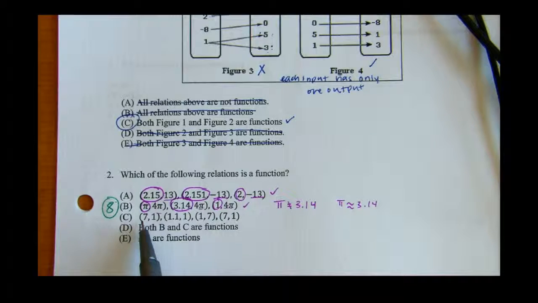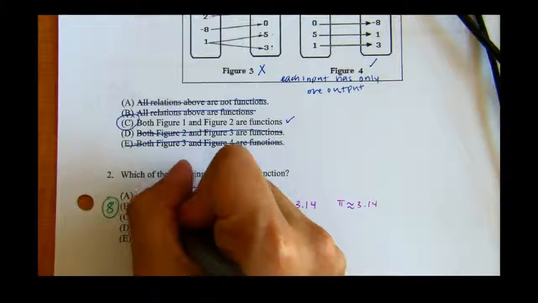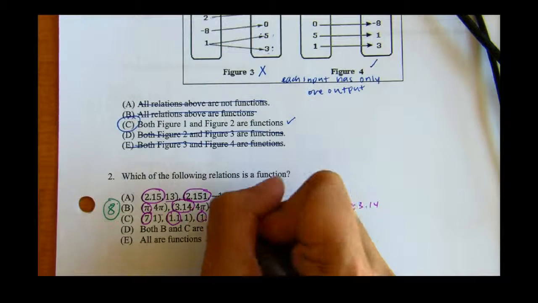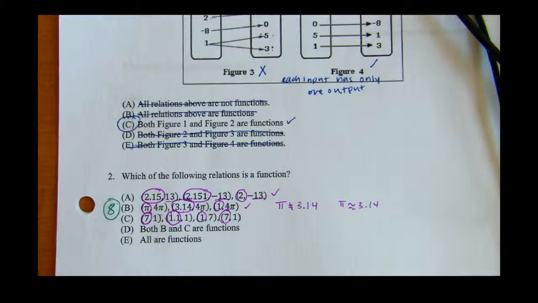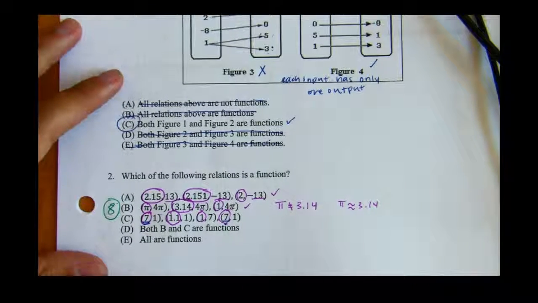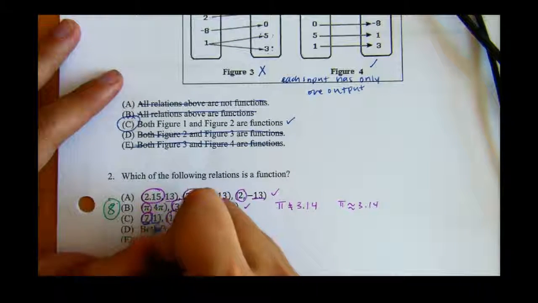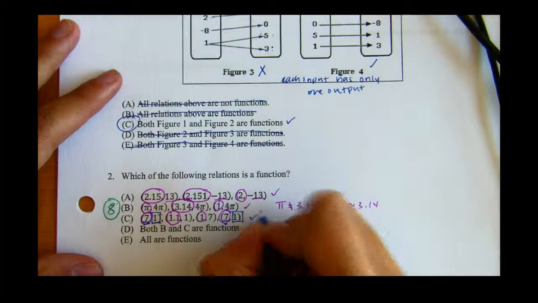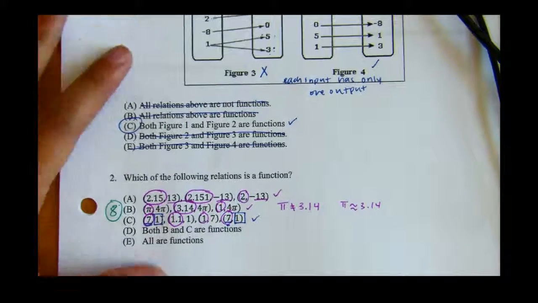Let's look at part C, or answer choice C. Again, I'm going to circle my inputs, 7, 1.1, 1, and 7. Okay, I've got 2 inputs that are exactly the same. So I've got a 7 and a 7 over here. I want to make sure that their outputs are exactly the same. And when I look, 1 and 1, they are. This is also a function.